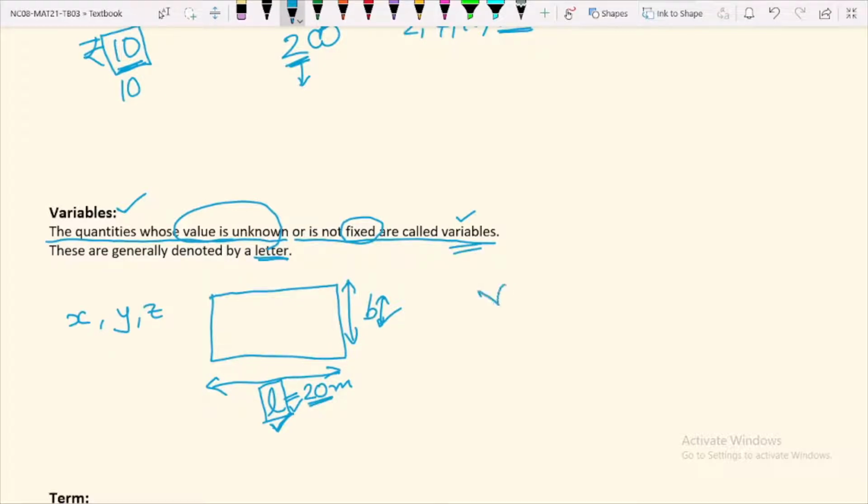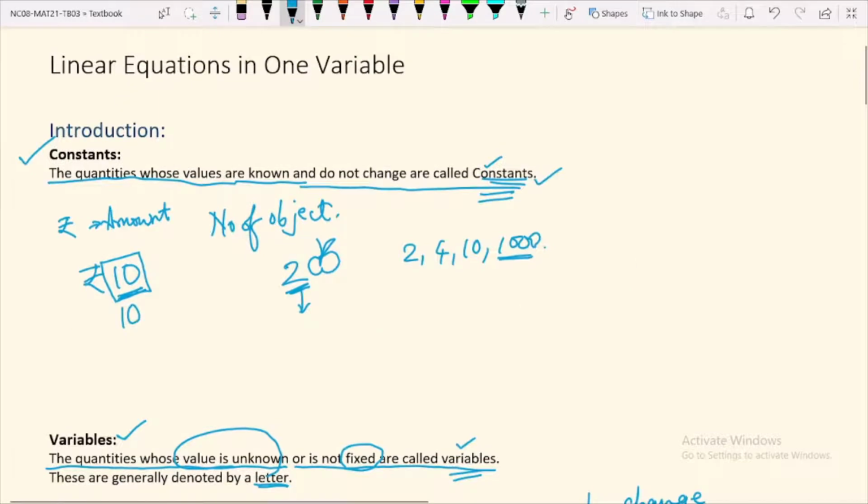Variable comes from the English word vary. Vary means to change. We can change the value of that quantity, so we call them variables. So this is simple. Constants are nothing but numbers, and variables are nothing but letters.